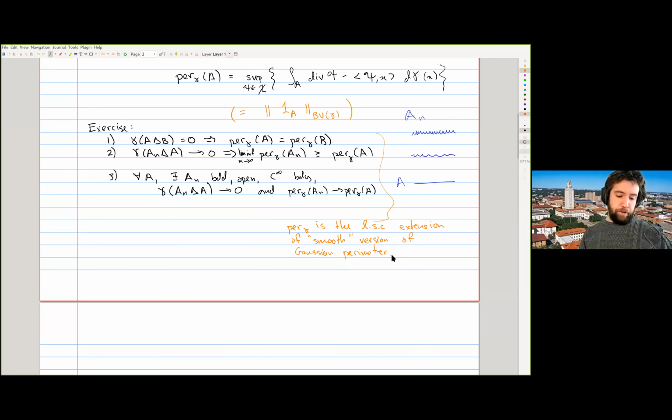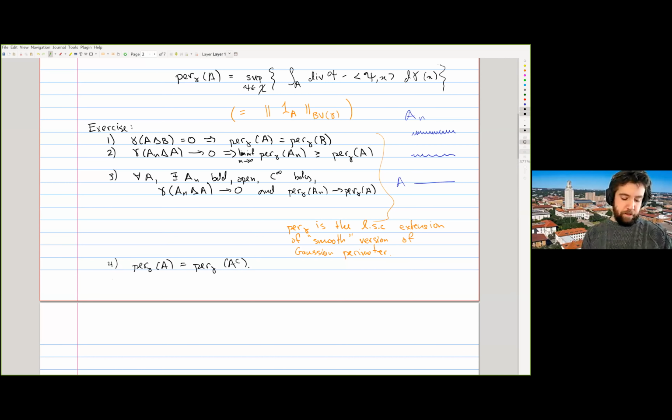It also tells you this. So part 2 and part 3 tell you that it would be equivalent to define the perimeter of an arbitrary measurable set as the inf over all approximating sequences of smooth sets of their perimeter. Another property is that the Gaussian perimeter of any set is the Gaussian perimeter of its complement.